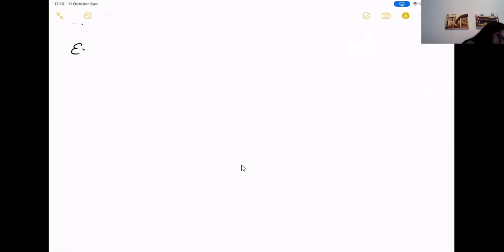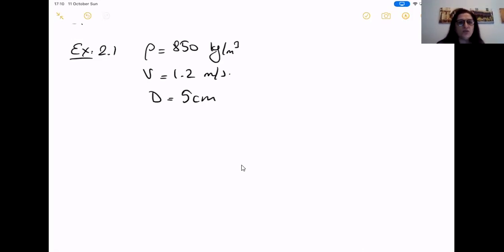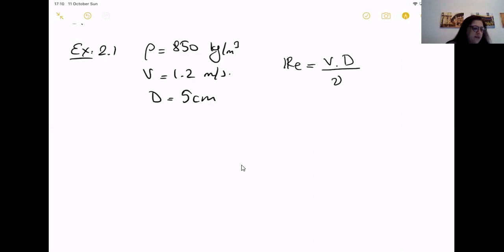Okay, now we are dealing with example 2.1. If I simply write the given ones, velocity is 1.2 meters per second, diameter is 5 centimeters. Those are the given values to us. And now what we know is for the calculation of state of flow, we have to calculate the Reynolds number, which is simply velocity times the diameter divided by kinematic viscosity.